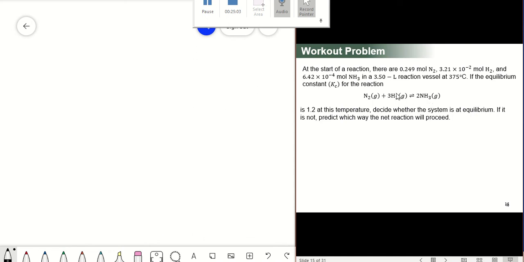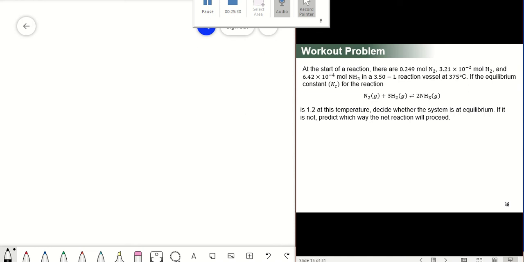Okay, so what's given to us is the amount of nitrogen, hydrogen, and ammonia, so the amounts of all the reactants and products in moles. We know the volume of our reaction vessel. We know the temperature. And what's given to us is the equilibrium constant. So the question is, first, is the system at equilibrium? Second, if not, what is the direction?